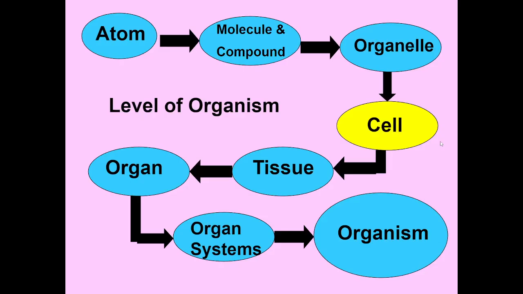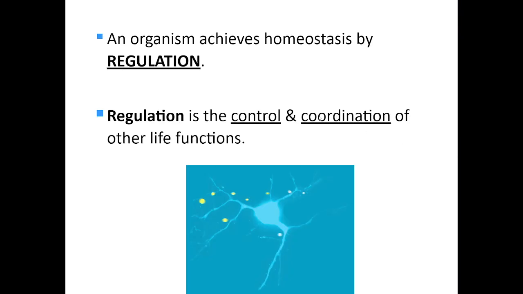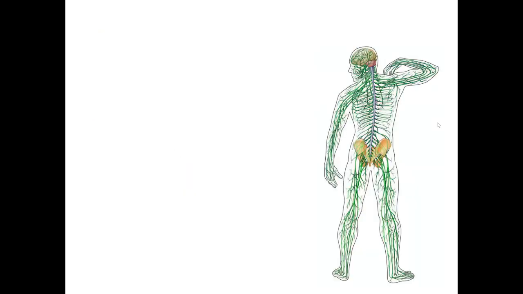So today we'll be learning about all the different components and parts of the human nervous system. So we'll review all the different levels of an organism. So it goes from atom to molecule and compound, organelle, cell, tissue, organ systems, and organism. An organism achieves homeostasis by regulation. Regulation is the control and coordination of other life functions.